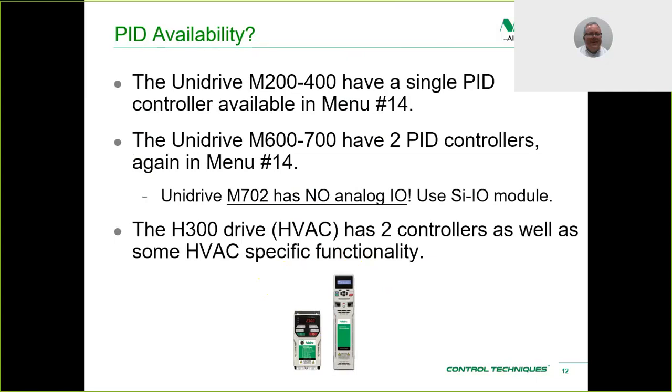As an example, the H300 has the ability to sum inputs to create a single reference or single feedback. It also supports square root functionality, so you can convert from pressure to flow. So it has some things that are unique to the HVACR world that the other industrial drives don't.